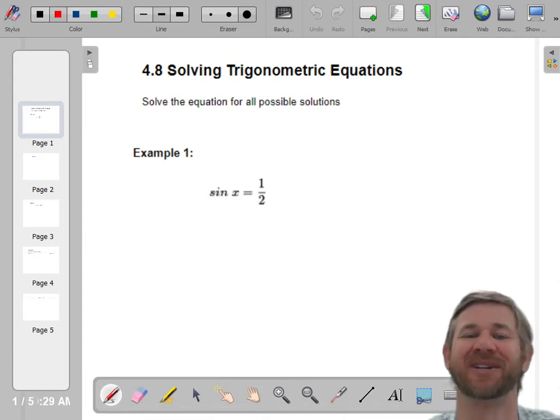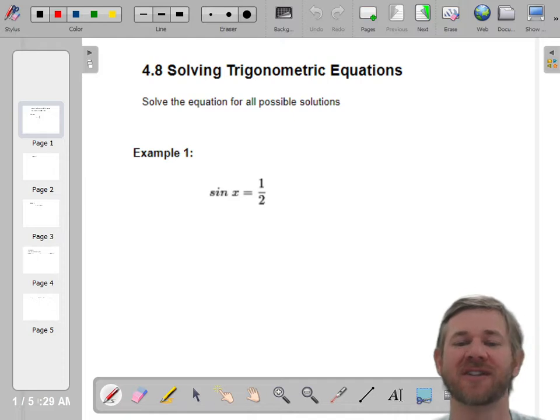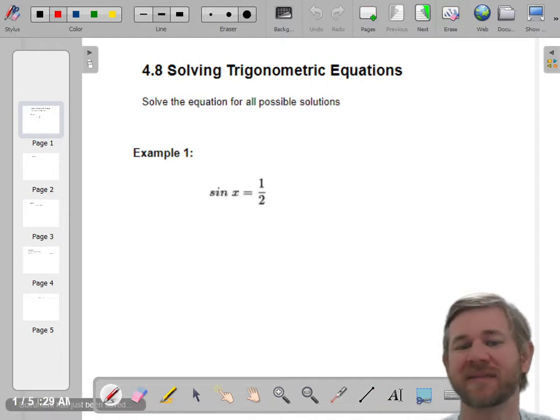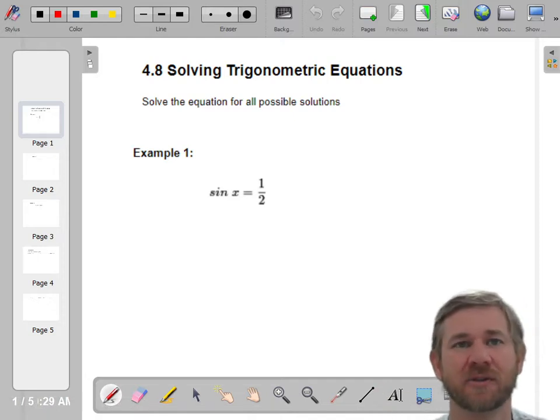Hello everyone, let's solve some trig equations. So here I'm going to say, here's a trig function, I'll tell you what it equals, and then you have to tell me what angles would make that a true statement.